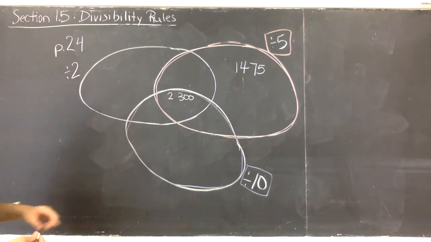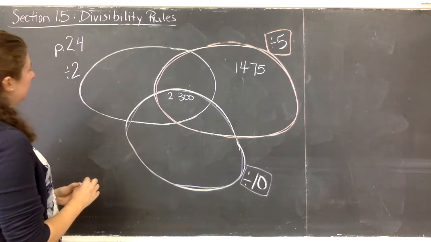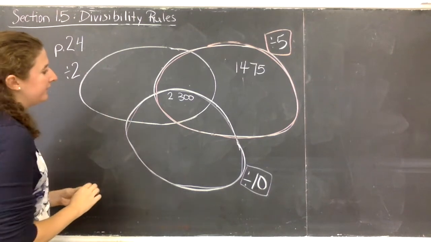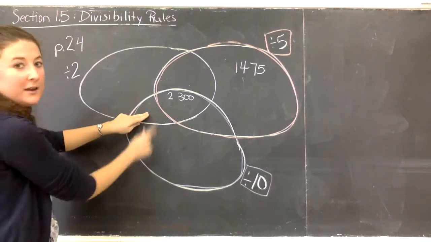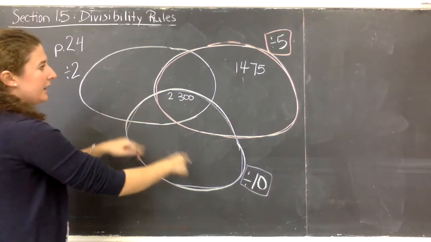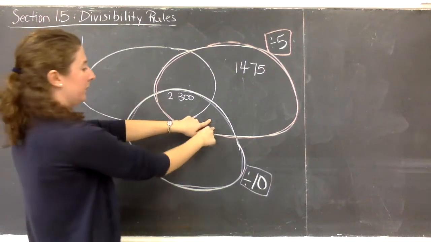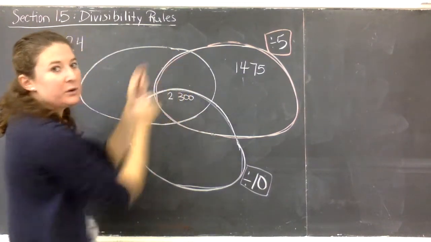And if you were to come up with a number, for example, 2 and 10, no, I think that's it. So if you were to come up with one that's just 2 and 10 and not 5, it would go here. If you had a number that was 5 and 10 but not 2, it would go here. If you had a number that was 2 and 5 but not 10, it would go up here.